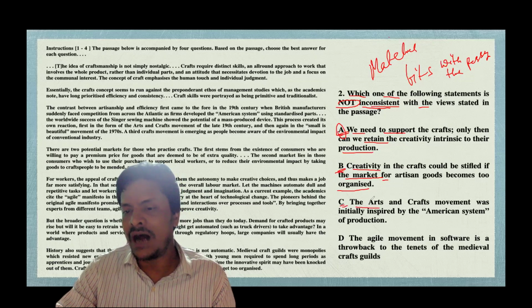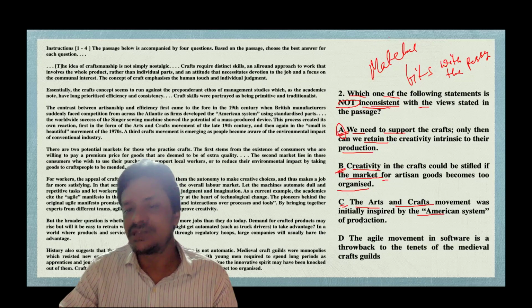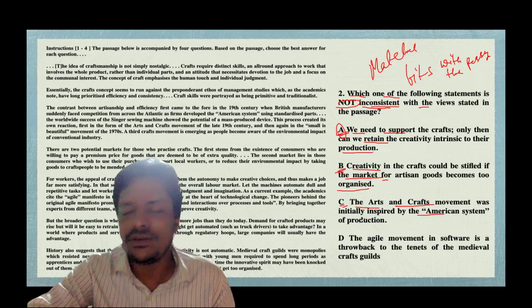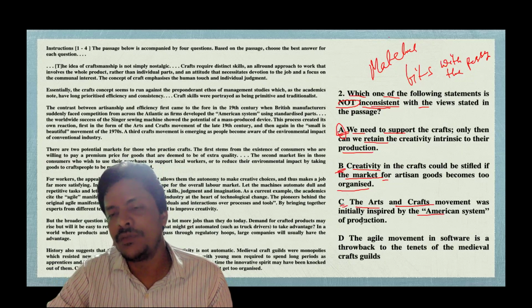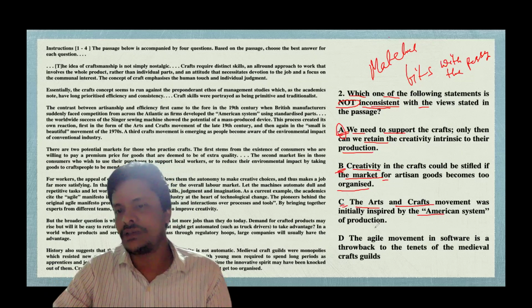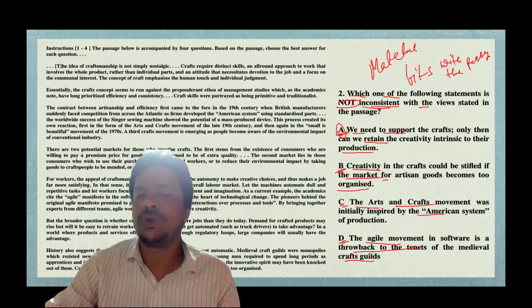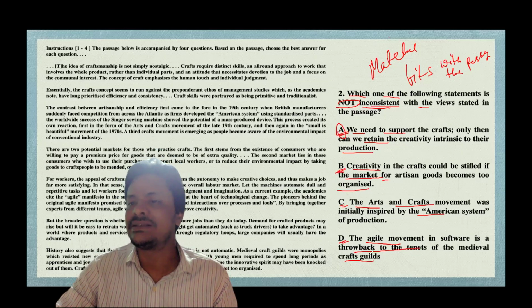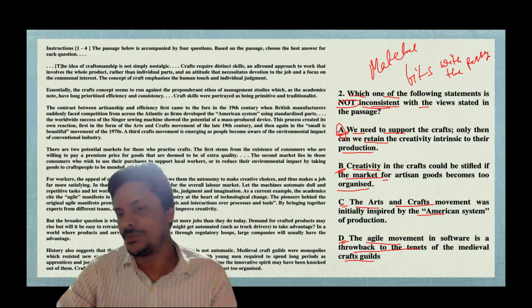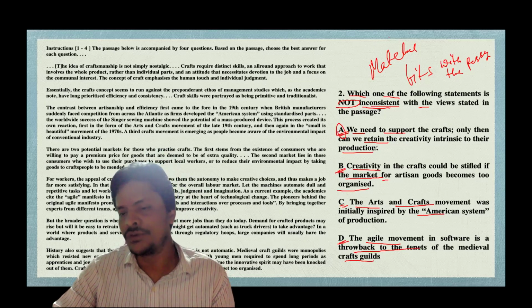It says the arts and crafts movement was initially inspired by the American system of production. It means the arts and crafts movement started because of inspiration from American mass production, isn't it? Then D says the agile movement in software is a throwback to the tenets of the medieval craft guilds. So it indicates that agile software is similar to medieval craft guild principles. Now, on the basis of these four choices, if we look at the first one, right?